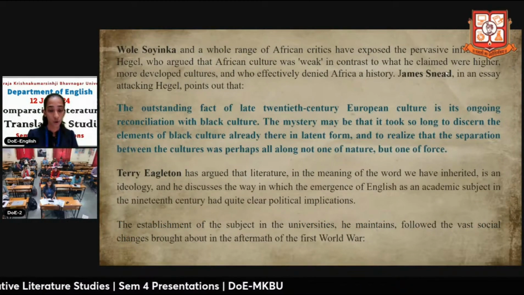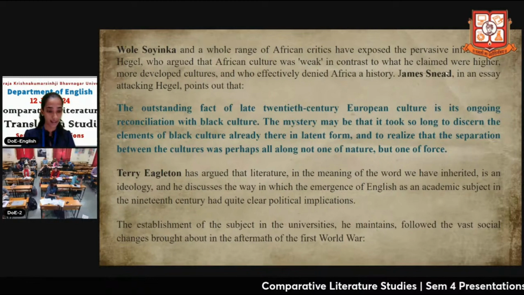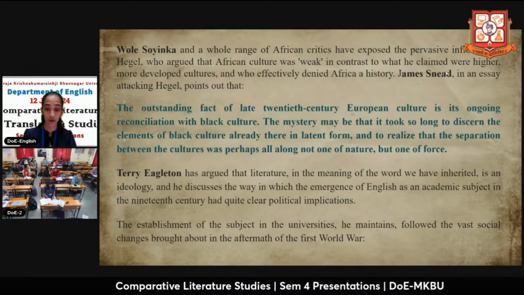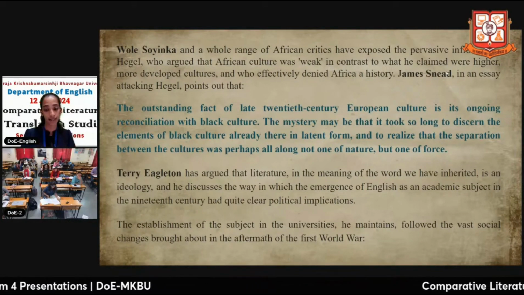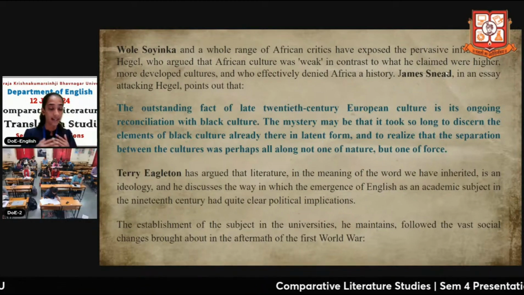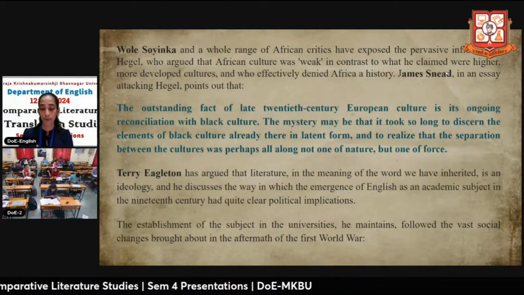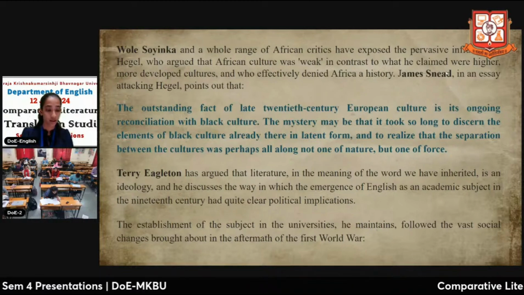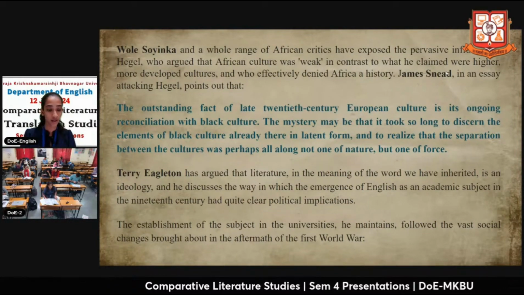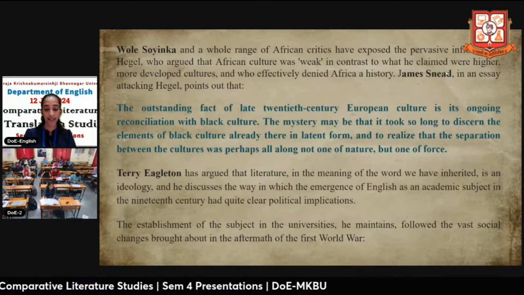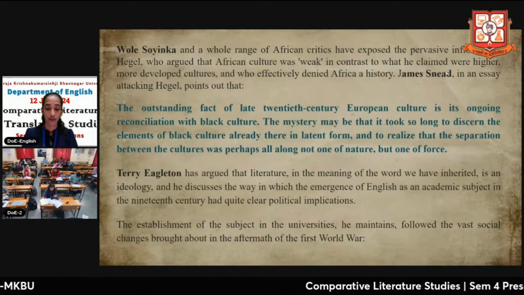Wole Soyinka and a whole range of African critics have exposed the pervasive influence of Hegel, who argued that African culture was weak in contrast to what he claimed were higher, more developed cultures, and who effectively denied Africa a history. James Snead, in an essay attacking Hegel, points out that the outstanding fact of late 20th century European culture is its ongoing reconciliation with black culture. The mystery may be that it took so long to discern the elements of black culture already there in latent form, and to realize that the separation between the cultures was perhaps all along not one of nature but one of force.